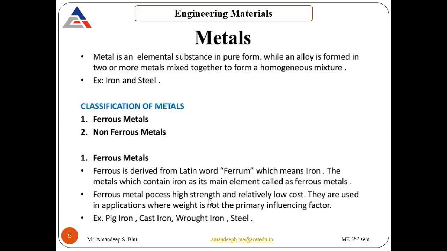So ferrous metals possess high strength and they are relatively low in cost as compared to other materials that are available. Now they are used in applications where weight is not the primary influencing factor. Because the density of ferrous metals is high, if we do not have this constraint of weight, we can use ferrous metals. So the ferrous metals are pig iron, cast iron, wrought iron, and steel. All these are ferrous metals.